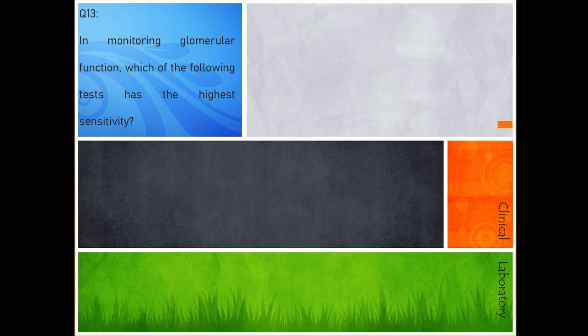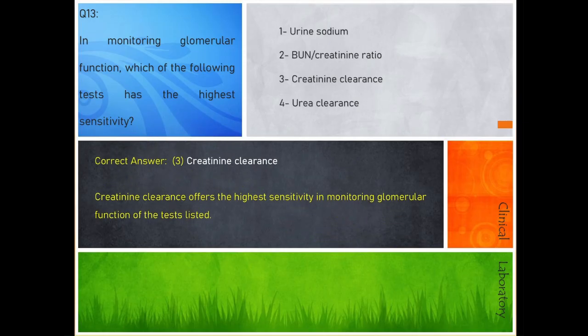Question 13. In monitoring glomerular function, which of the following tests has the highest sensitivity? 1. Urine sodium. 2. BUN to creatinine ratio. 3. Creatinine clearance. 4. Urea clearance. Correct answer, 3. Creatinine clearance. Creatinine clearance offers the highest sensitivity in monitoring glomerular function of the tests listed.